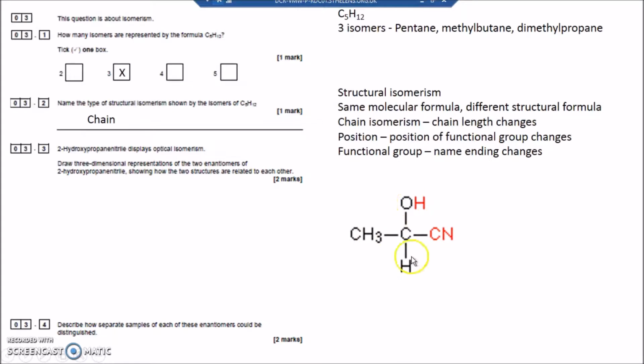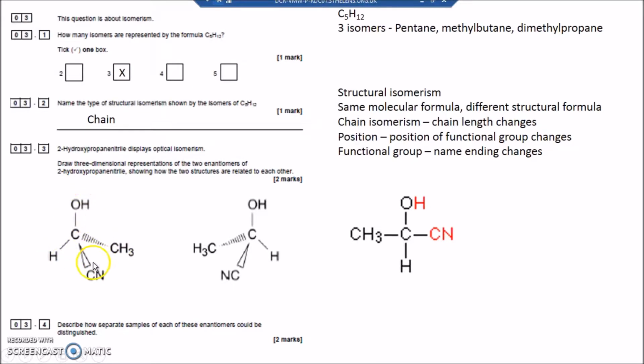Normally you can get away with just drawing a 2-dimensional representation, drawing a cross shape and then drawing again with the CN on this side and the CH3 on the right hand side, the OH up and the H down. But it wants you to do a 3-dimensional representation. So what you need to do is draw the OH and the H, or any of these groups really, let's say the OH and the H, and then one coming forward, let's say the CN and the CH3 going backwards with a hash line. But these can be in any position you want really.